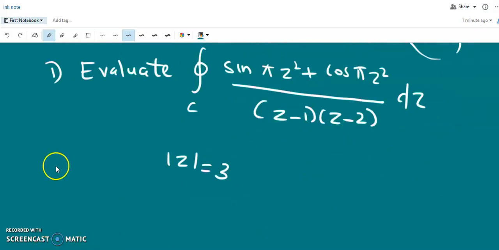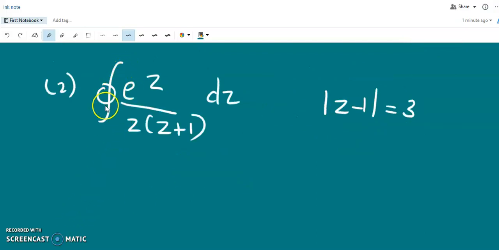So now you have some assignments. The first question is to evaluate the closed integral over C of sin pi z square plus cos pi z square divided by z minus 1 into z minus 2 dz, where mod z equal to 3. The next question is to evaluate the integral over C of e to the power z divided by z into z plus 1 dz, where C is the contour mod z minus 1 equal to 3. Please do this problem with the help of the method of partial fractions.